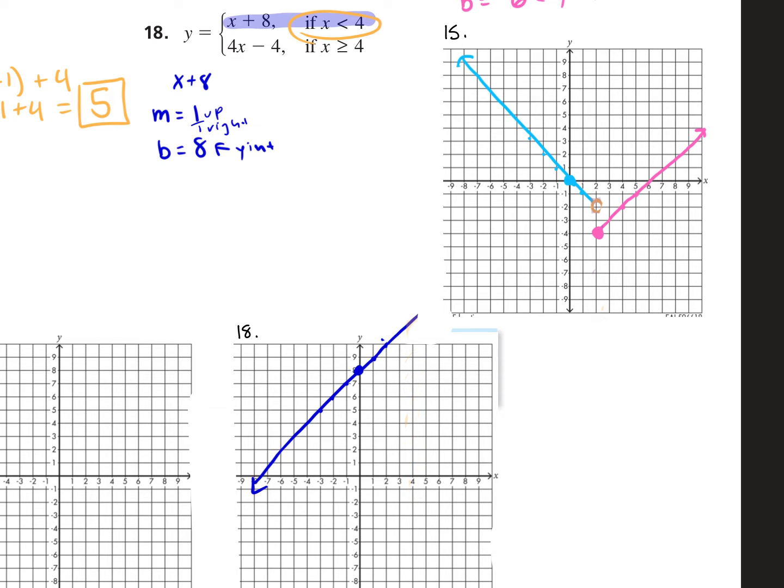Now at 4, am I going to have an open circle or closed circle? Why open? Right, because it's just the less than sign, so it's an open circle. So I put an open circle at 4. Any questions on the first piece? All right, let's graph the second one.